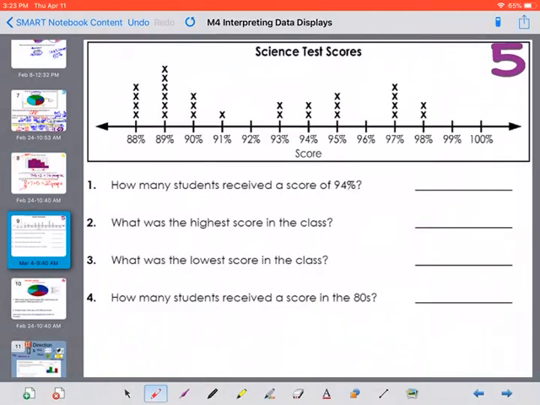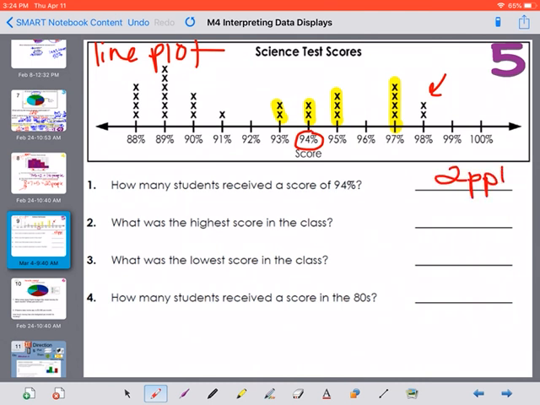We do have a couple more questions. This is a line graph or a line plot, because, P-L-O-T, because we have a line, and you can see like 98% was scored by 2 people. This is science test scores. So 2 people got 98%, 4 people got 97%, 3 people, 2 people, and so on. So it says how many students received a score of 94%? Well, 94 is right here. That was 2 people.